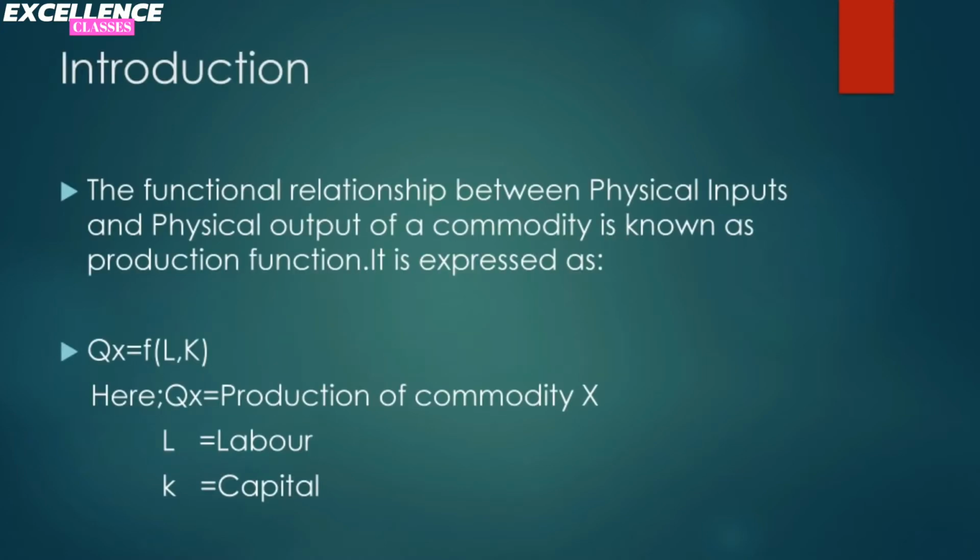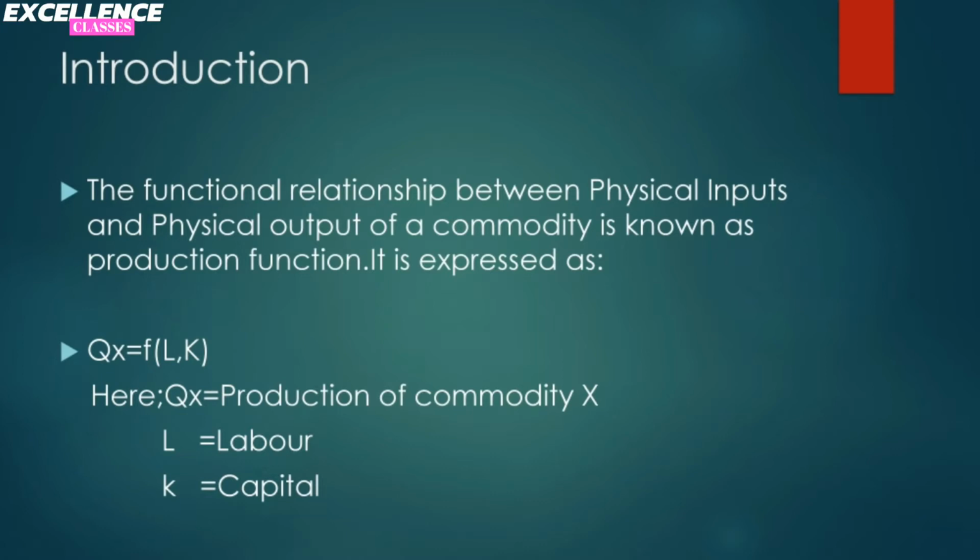Production function is the functional relationship between physical inputs and physical outputs of a commodity. Physical inputs can be land, labor, capital, etc. Whereas physical outputs can be building, mobile phone, etc.